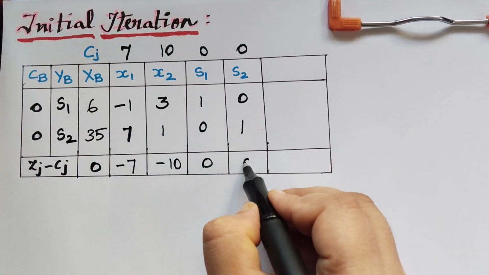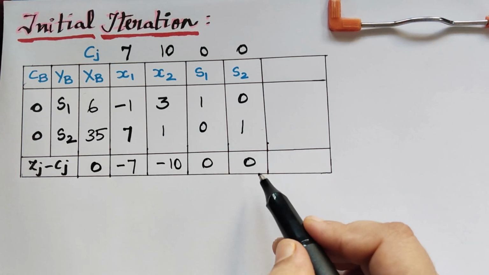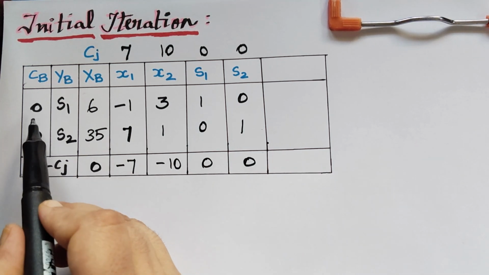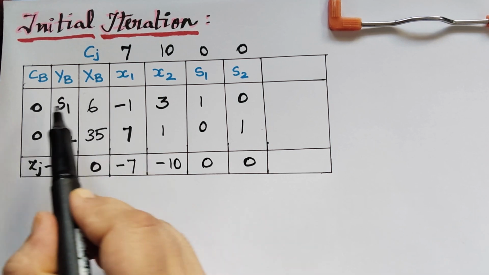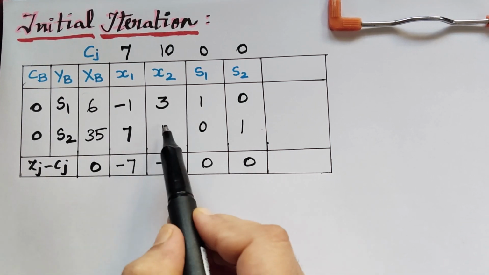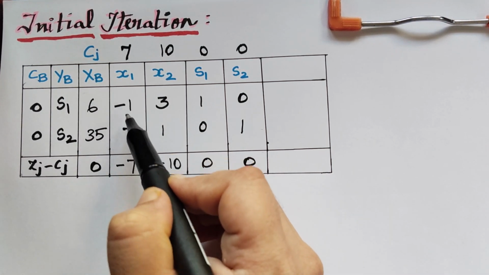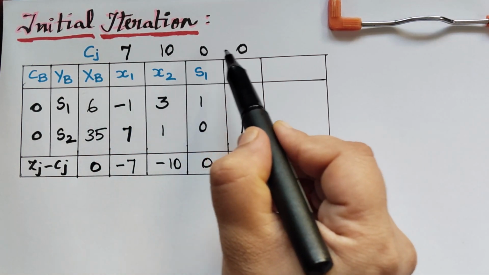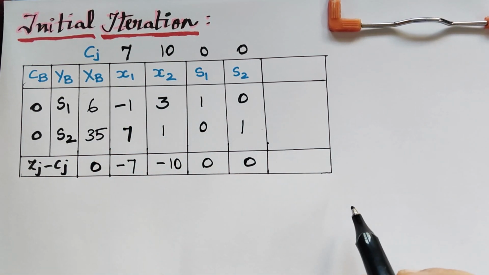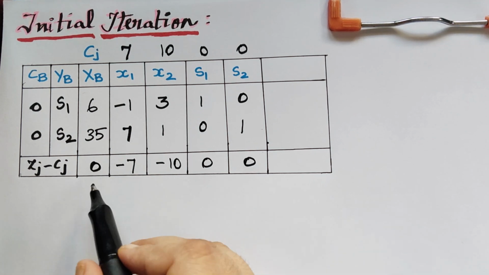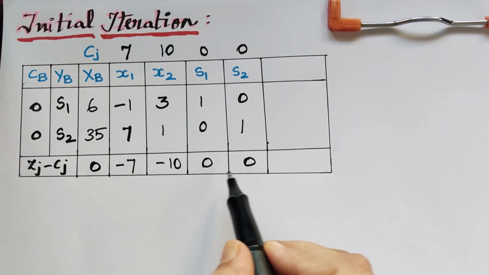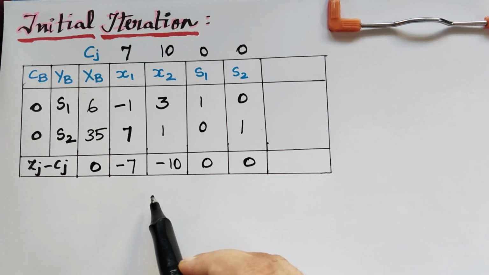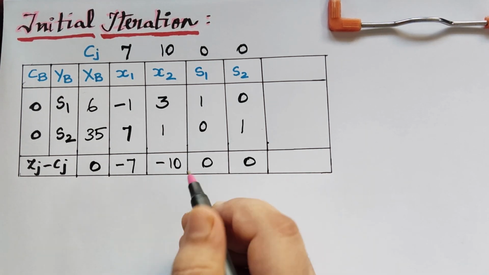Again this also 0. Those who know the simplex method algorithm will easily understand this. So kindly observe carefully. You have to multiply the cost with these values and then add it and then subtract the cost that we have written at the top of the table. So after this we have to find the most negative value from the Zj minus Cj. So what is the most negative over here? Minus 10 is the most negative.